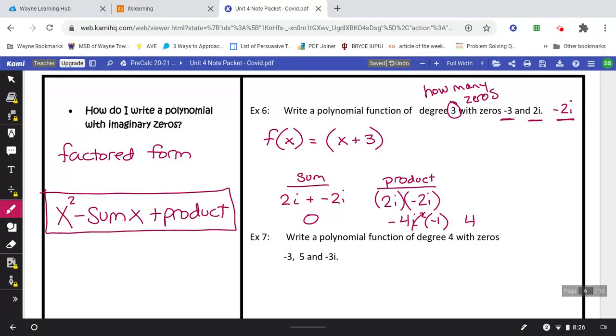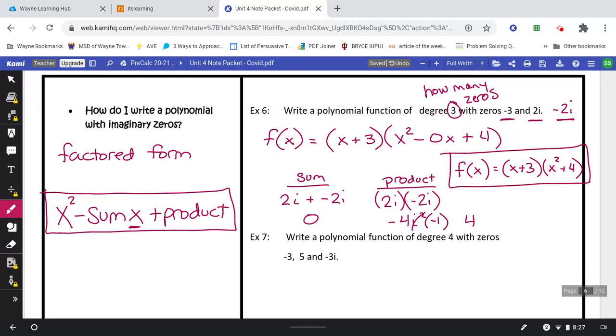So I'm going to write this x squared part right here. x squared minus whatever answer I got for the sum, 0. Then put the x there. So don't forget about this x right there. Plus whatever answer I got for the product, which would be 4. Now, most of the time when people write it, they don't write that 0x because it's a 0. So you'll probably see it more looking like this, x plus 3 and x squared plus 4 for your final answer.